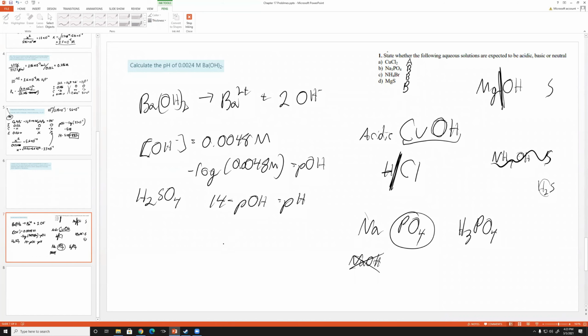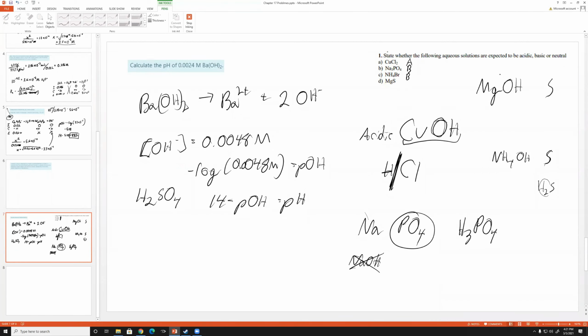Next one. So in this case, NH4Br, the acid form of Br is a strong acid, meaning it's not going to be able to quench the hydrogens from the water, so nothing's going to happen there. And ammonium hydroxide is a weak base. Therefore, it will take in the hydroxides, making the solution more acidic, leaving more free hydrogen in solution. So C is acidic.